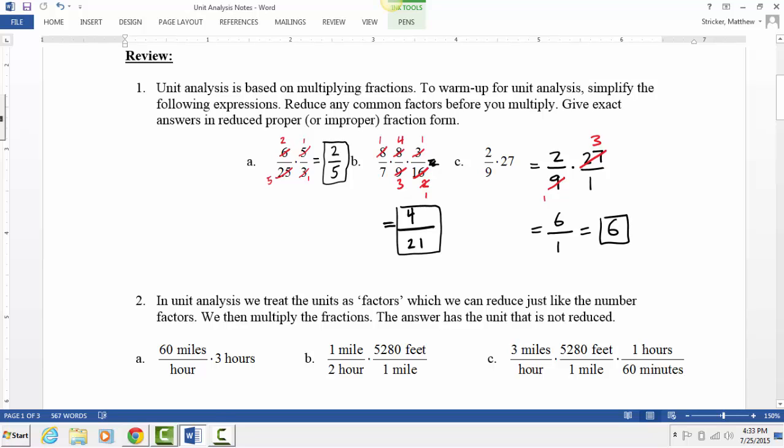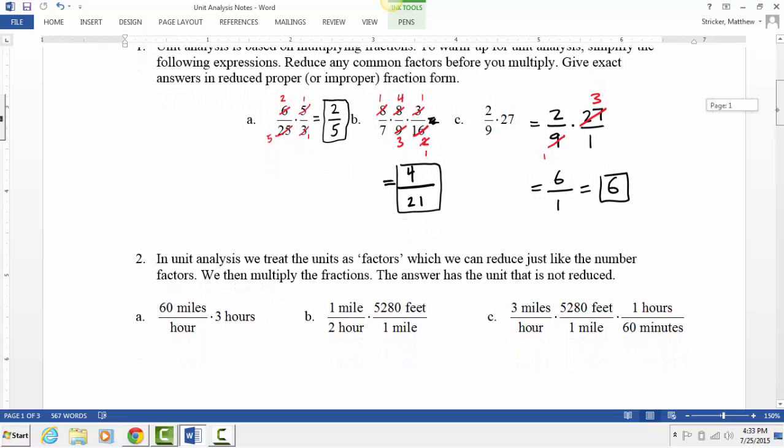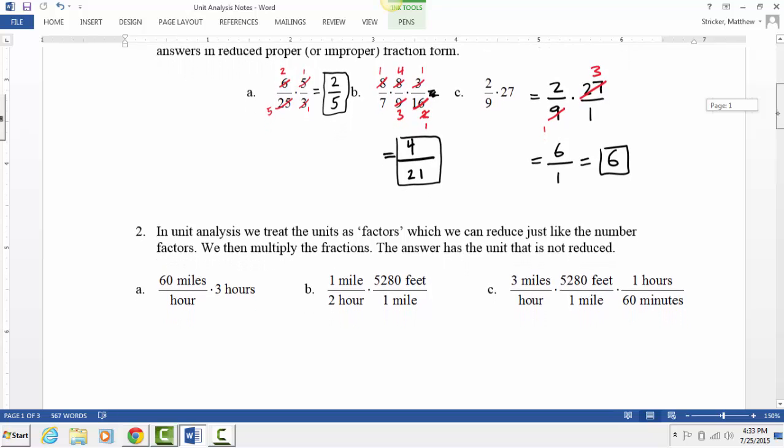Okay, so that's just a little bit of a review with multiplying fractions. The two main things to remember again are before you multiply, see if you can cancel any factors, and then common factors anywhere on the top will eliminate or divide out with factors anywhere on the bottom.